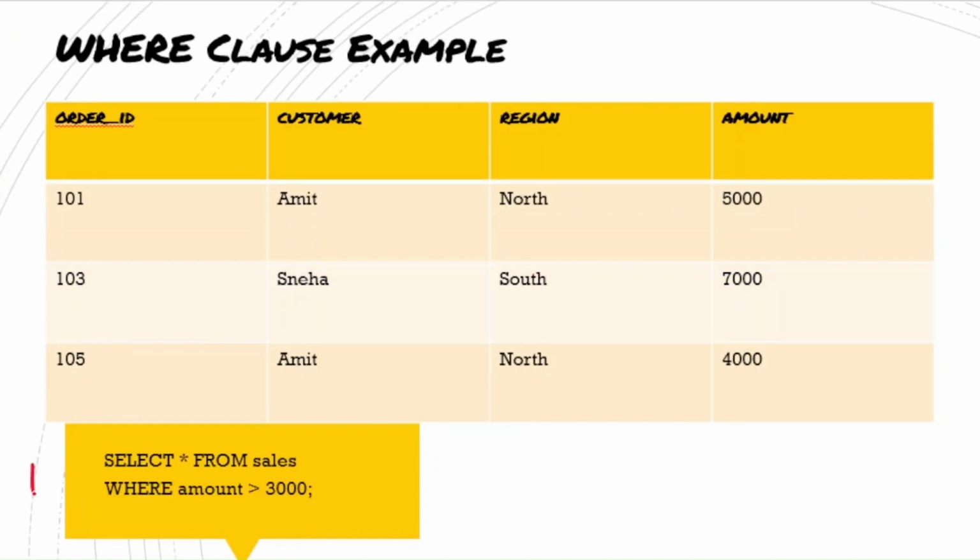SELECT * FROM sales WHERE amount > 3000. The WHERE clause filters individual rows before any grouping happens. Only rows with amount greater than 3,000 remain. So here we have amount 5,000, 7,000 and 4,000. All are greater than 3,000.